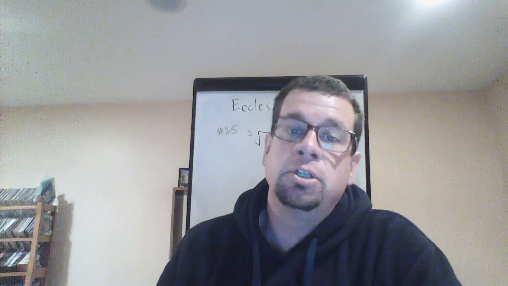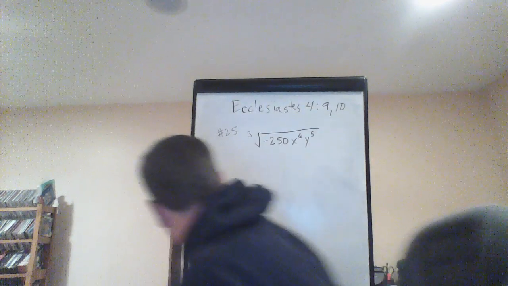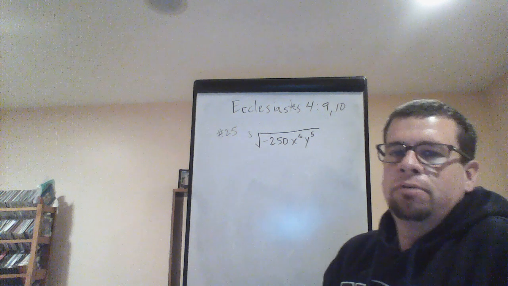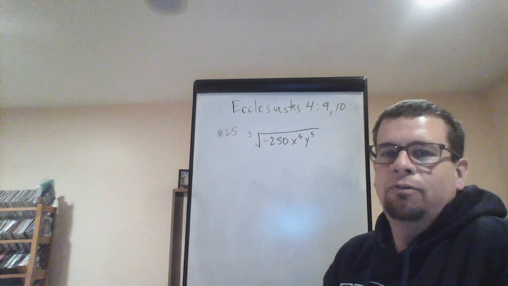We are looking at some of the questions you guys had on page 371. We're going to look at question 25 here. So 25 looks like this. It's the cube root of negative 250 x to the 6th, y to the 5th.